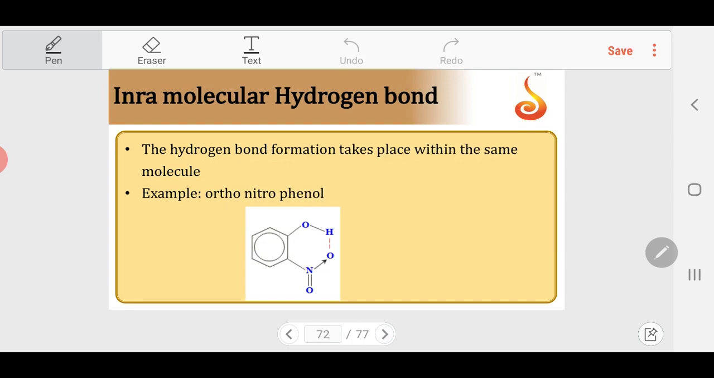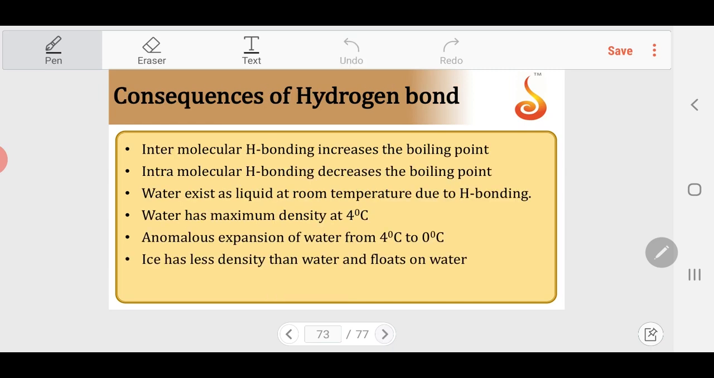In the case of intramolecular, you can see very clearly it's a phenol, orthonitrophenol. The OH bond is there. This H is bonded to oxygen through a sigma bond, and the nitro group also has one oxygen which is in the same molecule. These are held by a hydrogen bond. So intramolecular hydrogen bonding is within the molecule. What are the consequences of hydrogen bonding? Very important: intermolecular hydrogen bonding increases the boiling point, intramolecular hydrogen bonding decreases the boiling point.